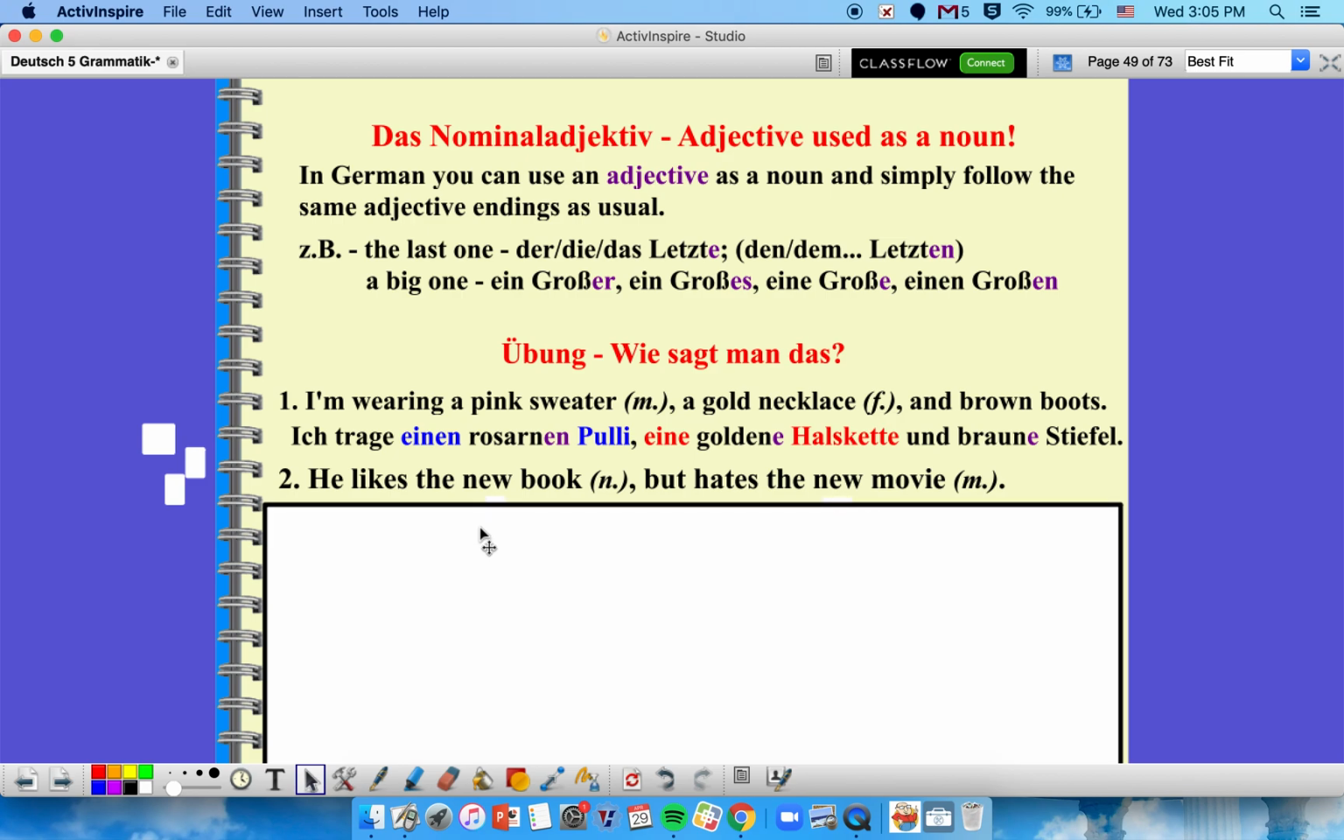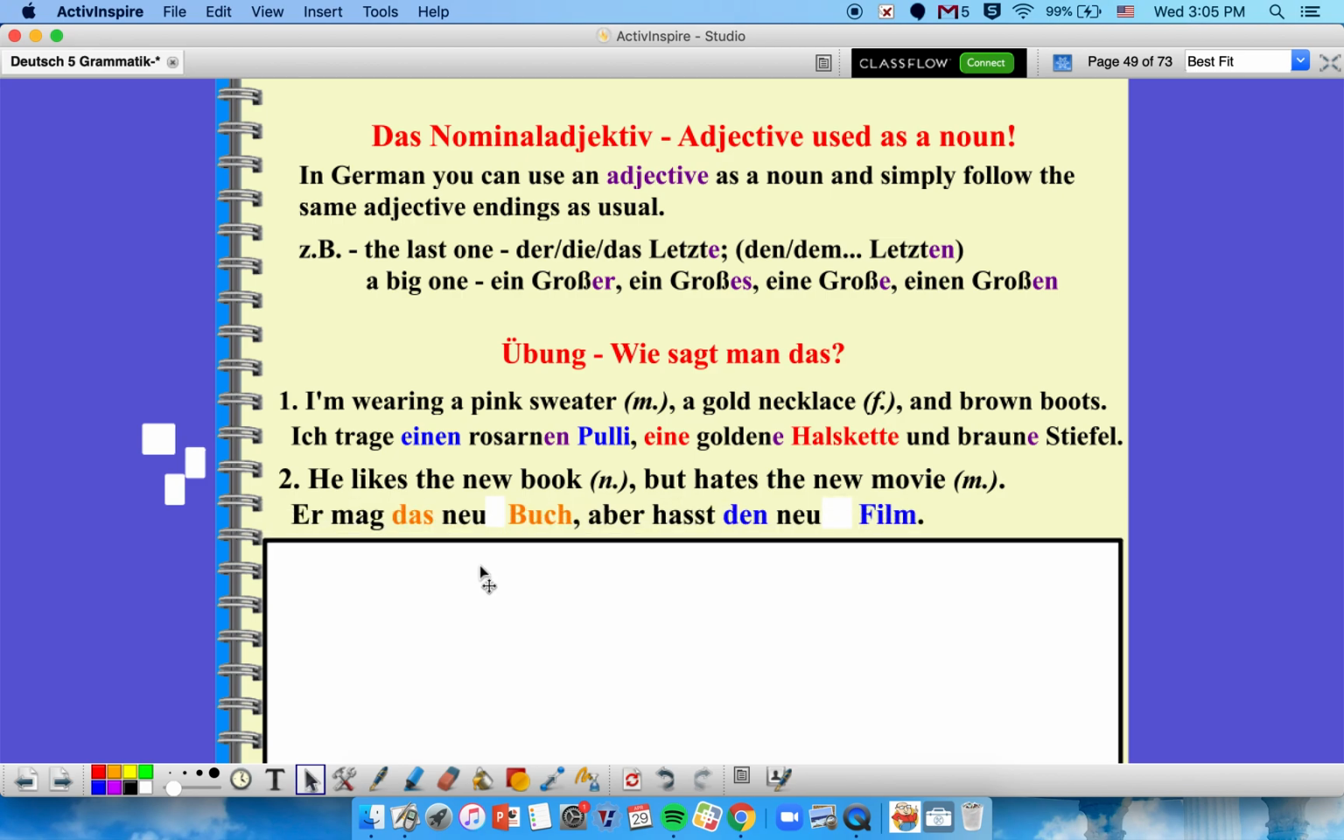Okay, he likes the new book but hates the new movie. Mag das, okay, das. Original or changed? It's original. Does it show the gender or not? It does. It can only be neuter. So das neue Buch.